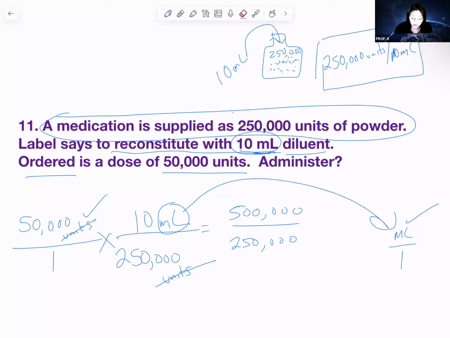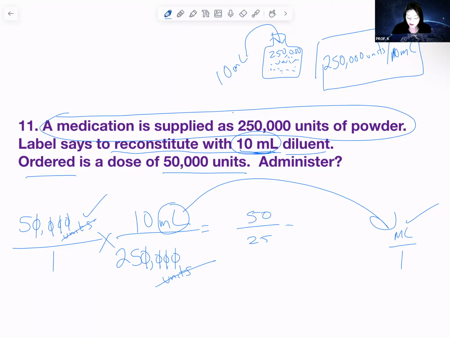But there's another way you can do it. You just have to be careful. I like to cross off my zeros. So I'm going to cross off 1, 2, 3, 4, and the same on the bottom. 1, 2, 3, 4. All right. So now it's 5 times 10, which will give me 50. And then 25 times 1 is 25. You can do it either way. I don't care. Just get the right answer for your patient's sake.